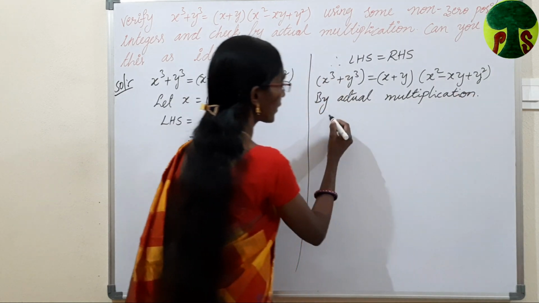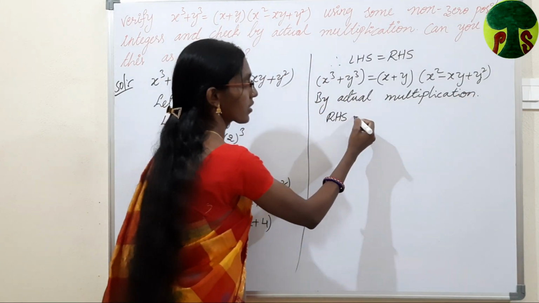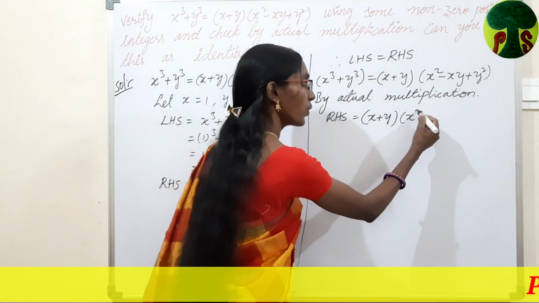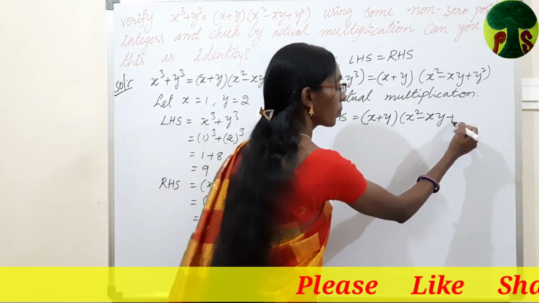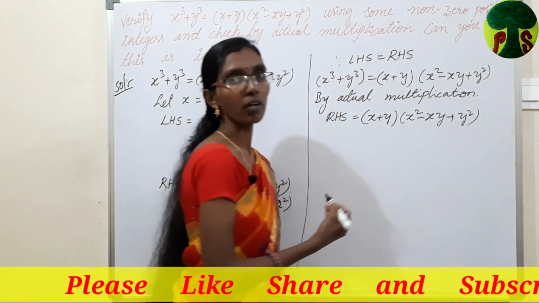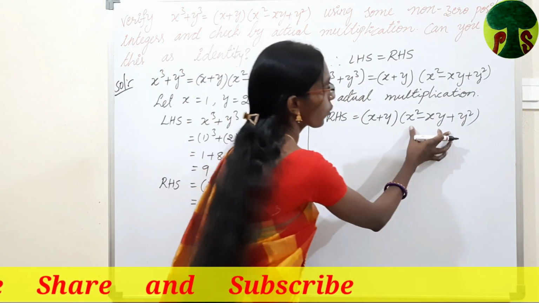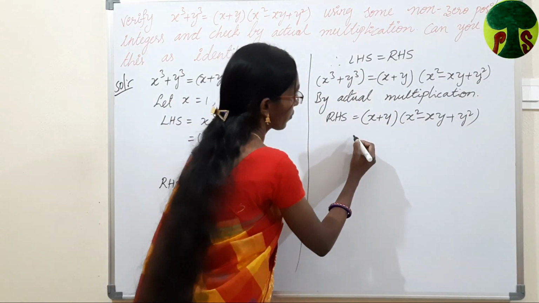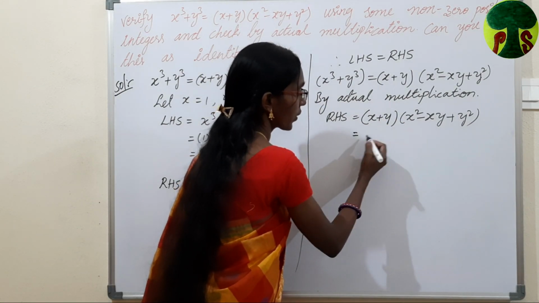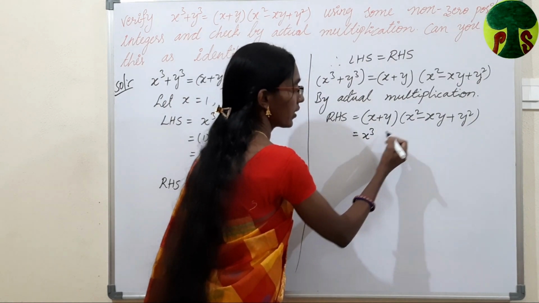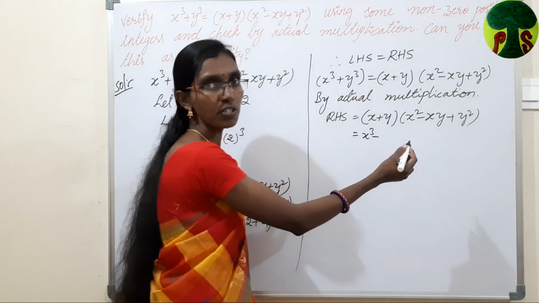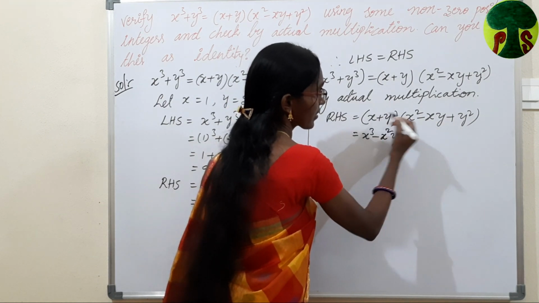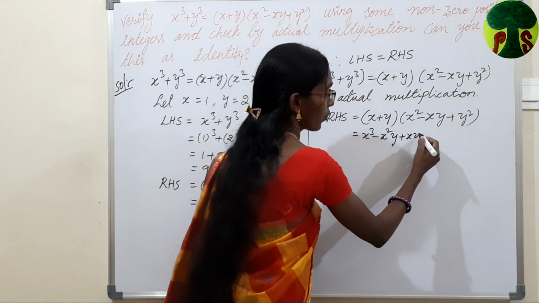I am taking the RHS value. RHS is equal to (x + y)(x² − xy + y²). Now we need to multiply this total expression by x and by y. x into x² is x³, minus x into xy is x²y, plus x into y² is xy².